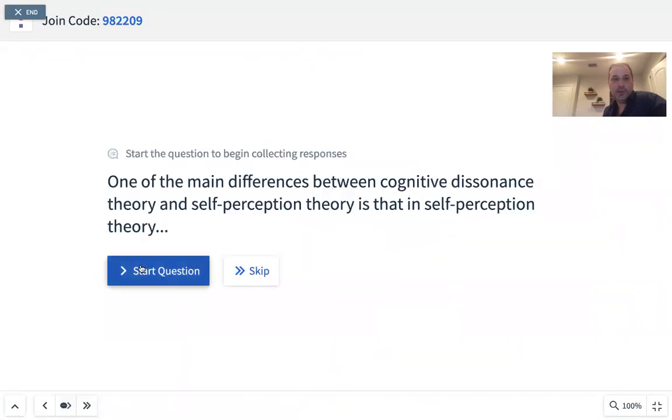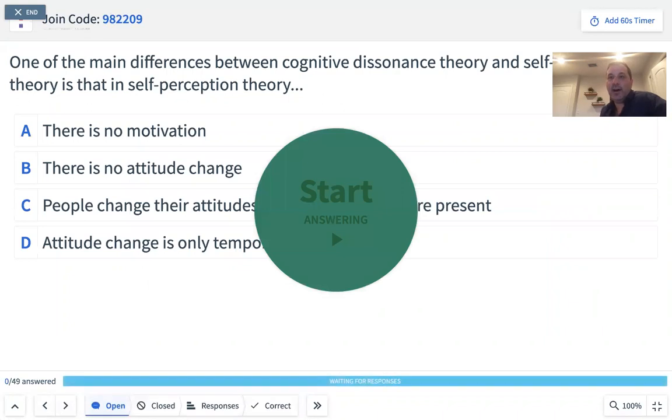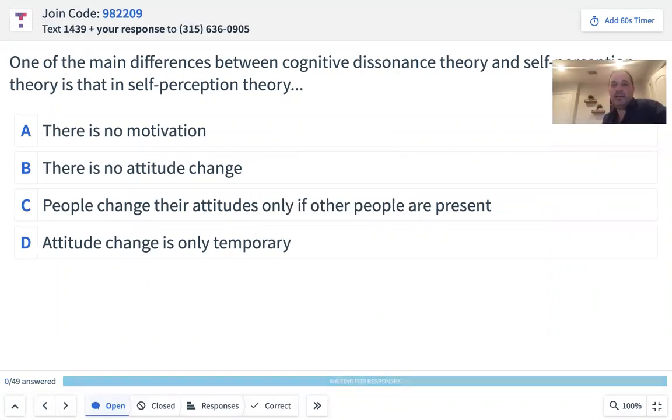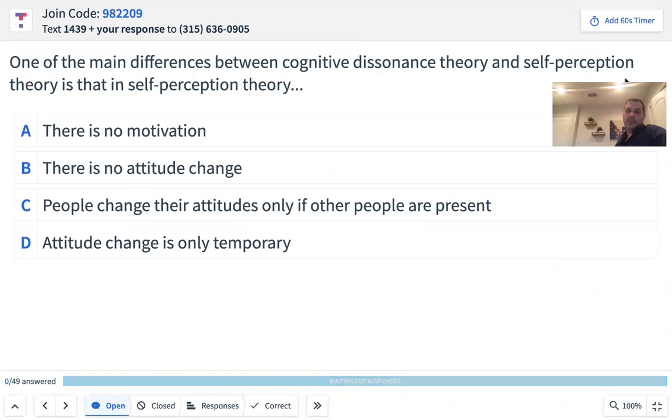Question 4. One of the main differences between cognitive dissonance theory and self-perception theory is that in self-perception theory, there's no motivation, there's no attitude change. People change their attitudes only if other people are present, or attitude change is only temporary.